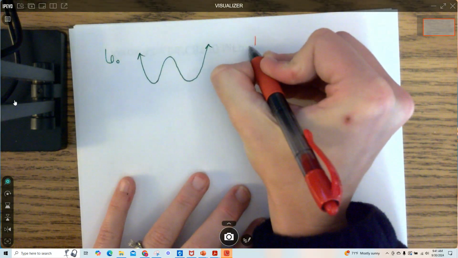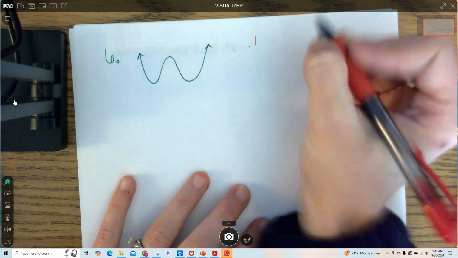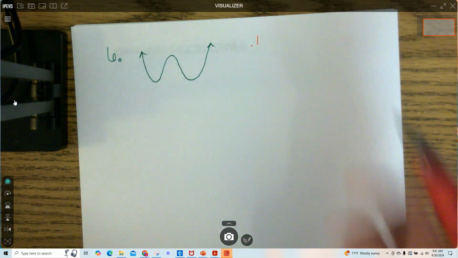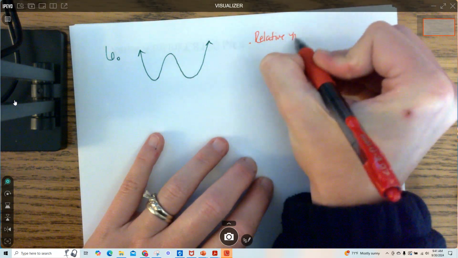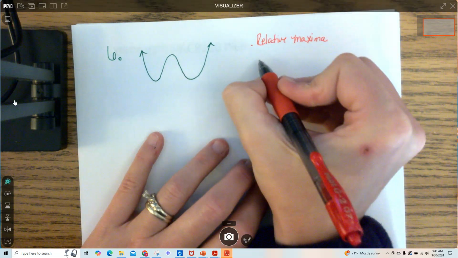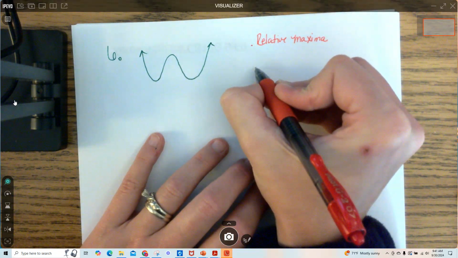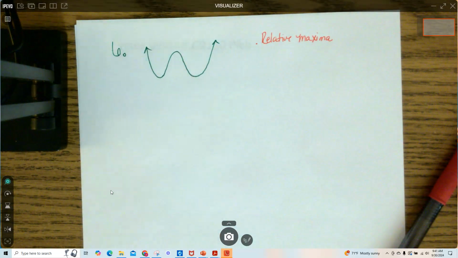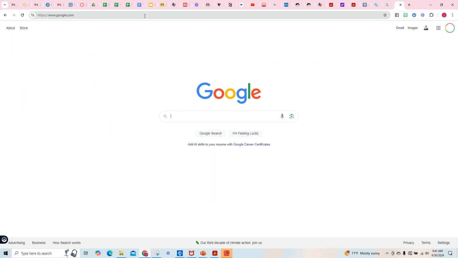Mine says: the function f has a relative maximum at blank and a relative maxima are blank. Okay, so relative maxima, and then what else is it asking for? And the relative maxima are blank. Okay, so here's another one where you need context.